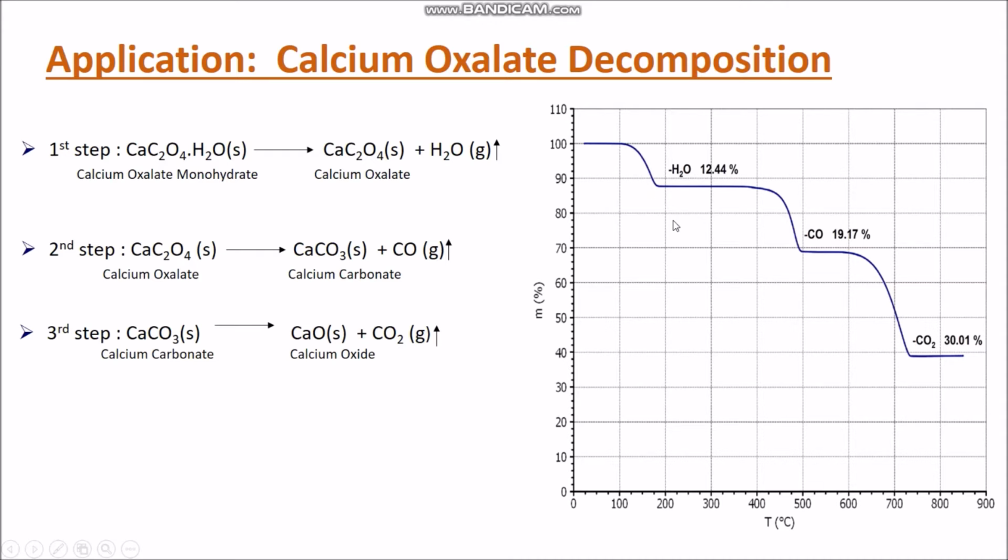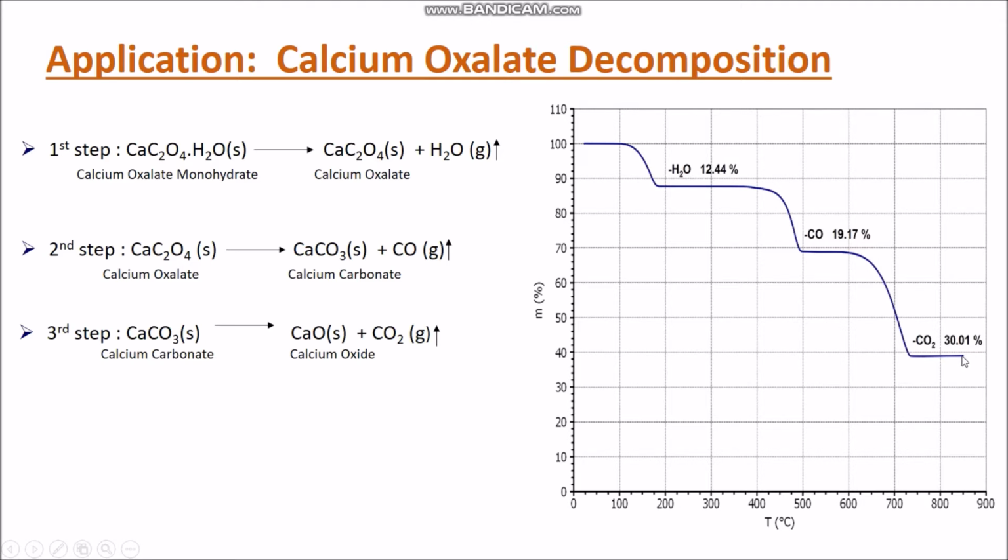In the second stage, calcium oxalate will degrade to calcium carbonate and carbon monoxide will be released. This is represented here. And at the third stage, calcium carbonate will decompose to calcium oxide and it will release carbon dioxide. So there will be a change in the mass due to the loss of carbon dioxide in the sample, and this is represented by this step.